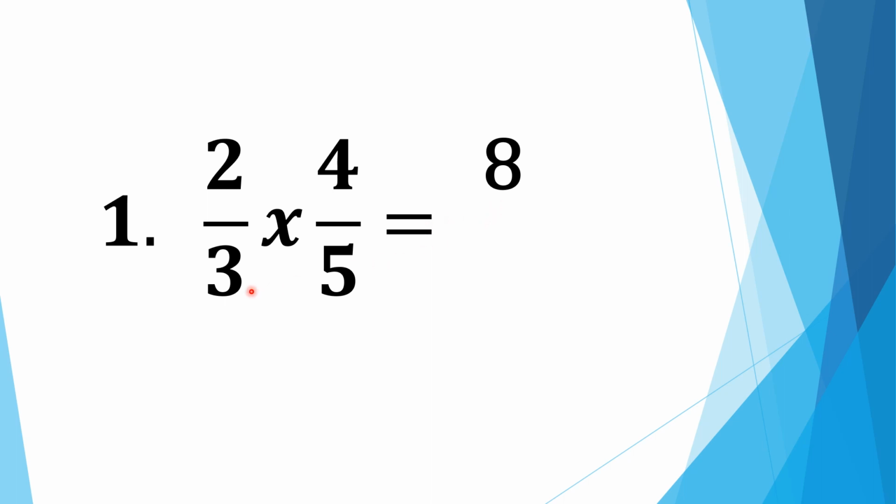Step 2, multiply the denominators. 3 times 5 is equal to 15. Step 3, reduce or simplify into lowest term. What is lowest term? Fraction is in lowest term if the numerator and denominator are relatively prime or have no common factor other than 1. Thus, 8 over 15 is in lowest term. So 2/3 times 4/5 is equal to 8 over 15.